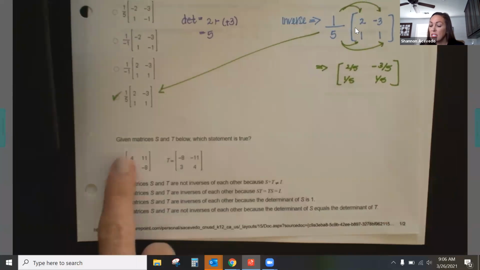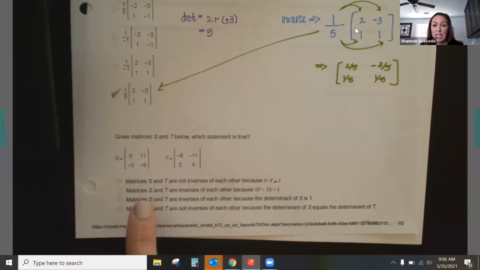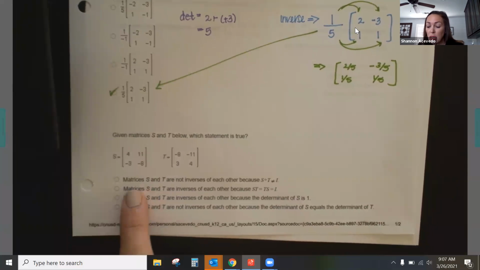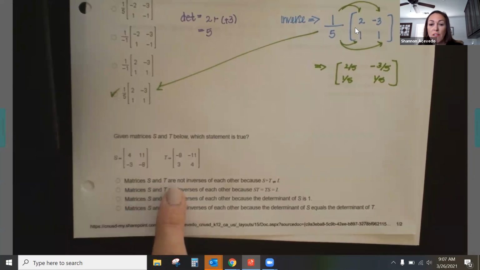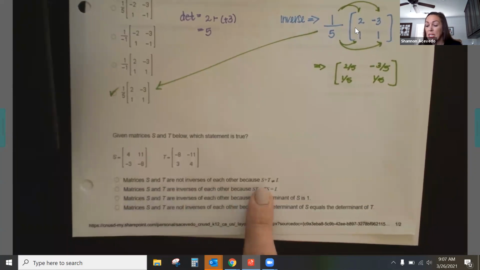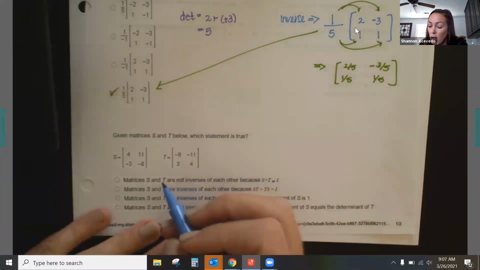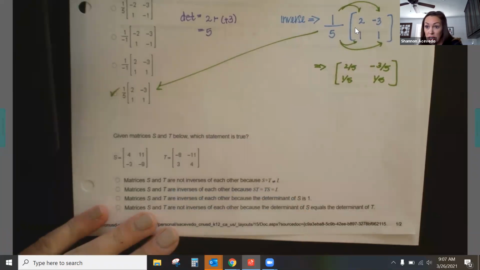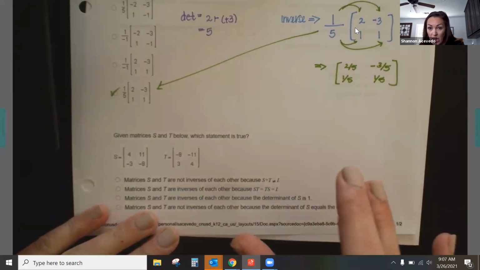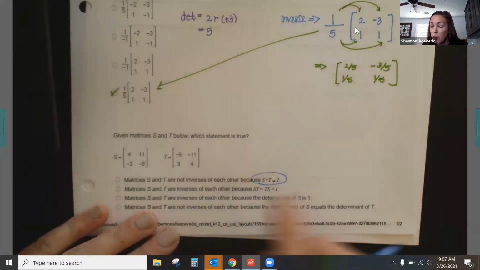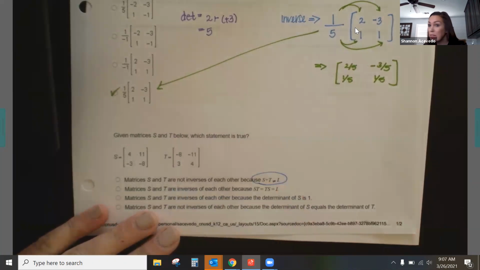All right, my next one says you're given matrices S and T, and it asks which statements are true. Statement one says matrices S and T are not inverses of each other because S plus T does not equal I. First of all, I could solve and see if they're inverses, but before I even get there, this isn't noted correctly. If I add them together and it doesn't give me my identity, that doesn't make them not inverses of each other.